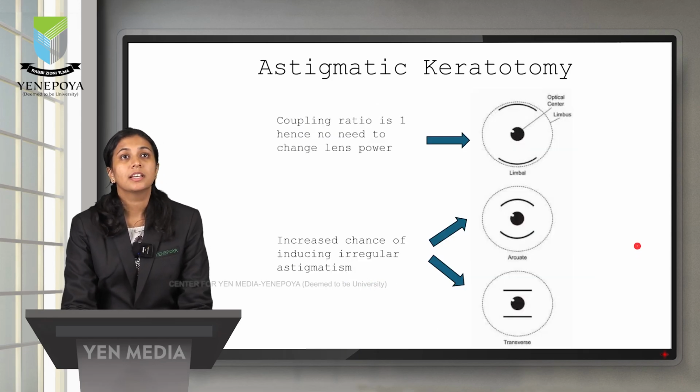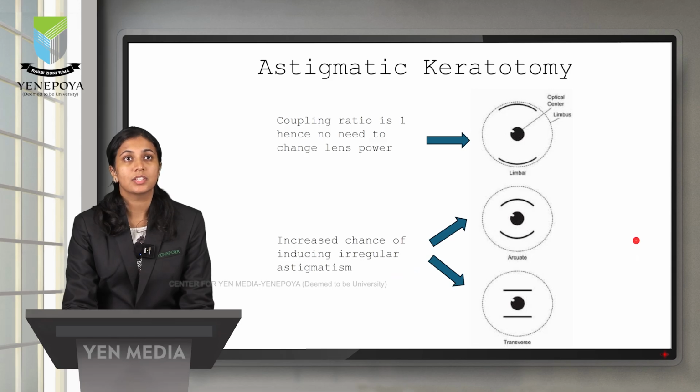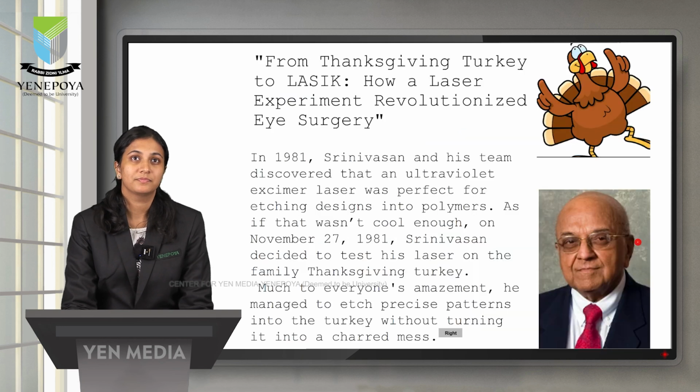There are 3 types. In limbal relaxing incisions, the coupling ratio is 1, so there is no need to change the lens power. In arcuate and tangential, since they are more closer to the center of the cornea, there is an increased chance of inducing irregular astigmatism.